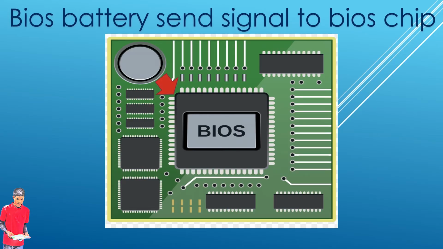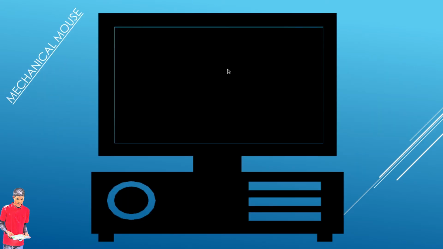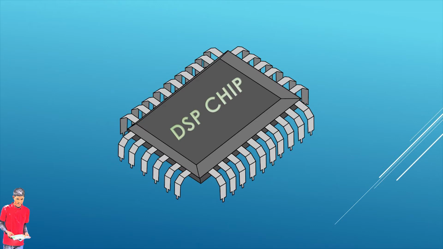CMOS is a battery-powered chip inside a computer that stores information. CMOS sends the light to a DSP for operation, displaying the pointer activity on the screen. A DSP is a chip that works as a digital signal processor.